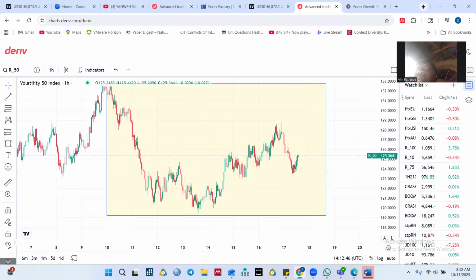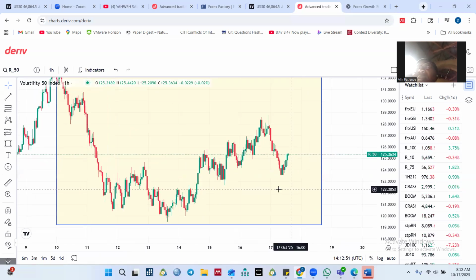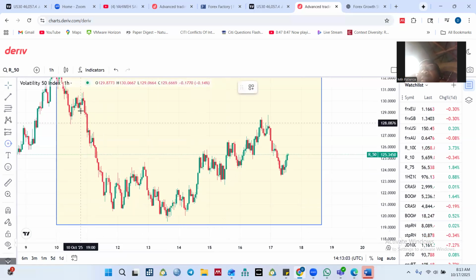And let's look at how we can understand price action or even market structure from what we see here. So here we can see that if you look at this chart very well, price was up here and it came down to this place.